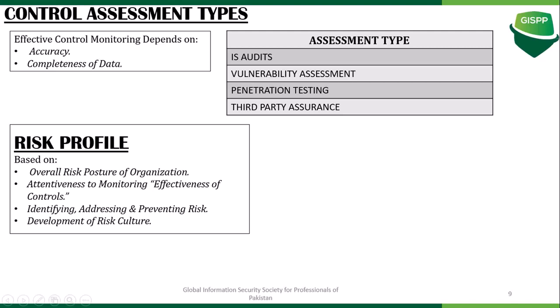After you have gone through all these four phases that we discussed throughout our CRISC course, what you get at the end is a risk profile. Your risk profile is based on the overall risk posture of the organization and how attentive your organization is in monitoring the effectiveness of controls, not just the controls but the effectiveness of the controls. Because remember, these controls were tied to a certain risk and are meant to treat the risk to desired risk levels. Then the third thing is how your organization is identifying, addressing and preventing those risks, and how your risk culture is evolving with the passage of time. These are all the areas that get translated into the risk profile.